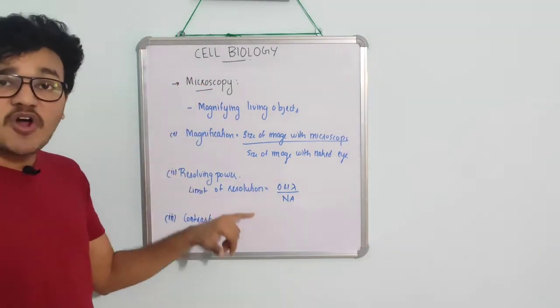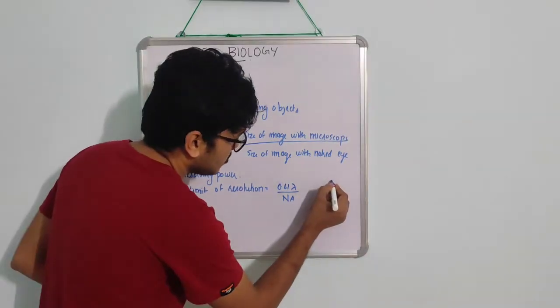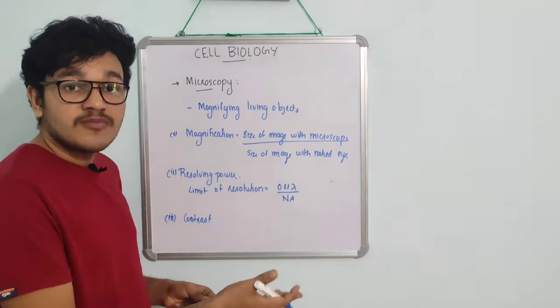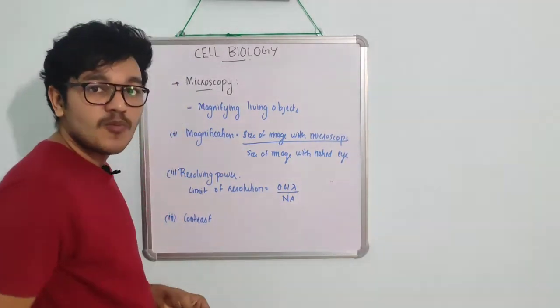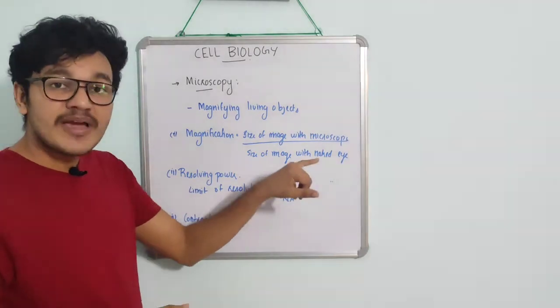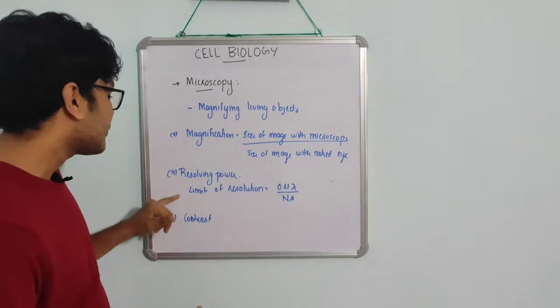The second one is resolving power. Suppose there are 2 points which are closely placed together. While viewing through the microscope, they should be seen as 2 points. So that perception is very important. The ability of a microscope to see these 2 points as 2 separate points is known as resolving power.